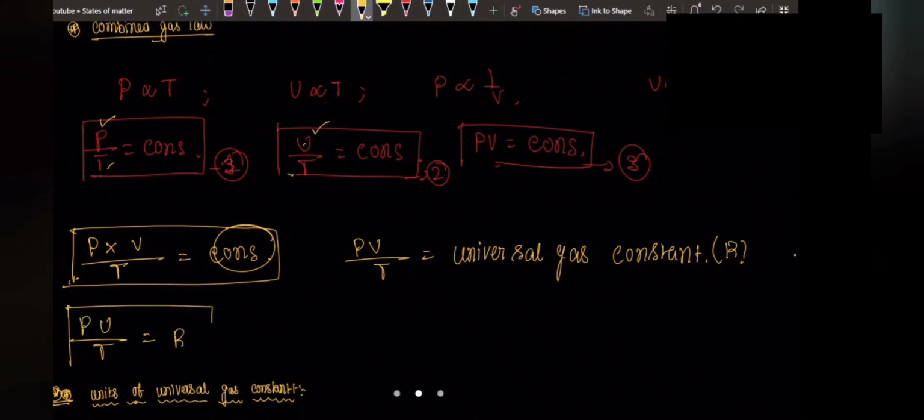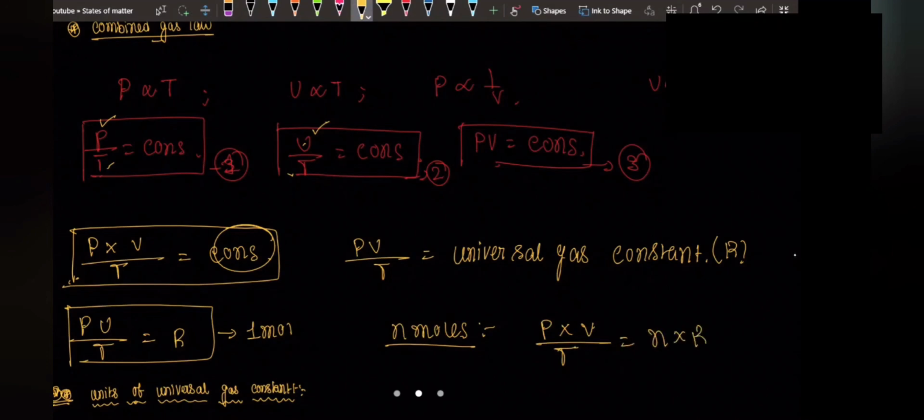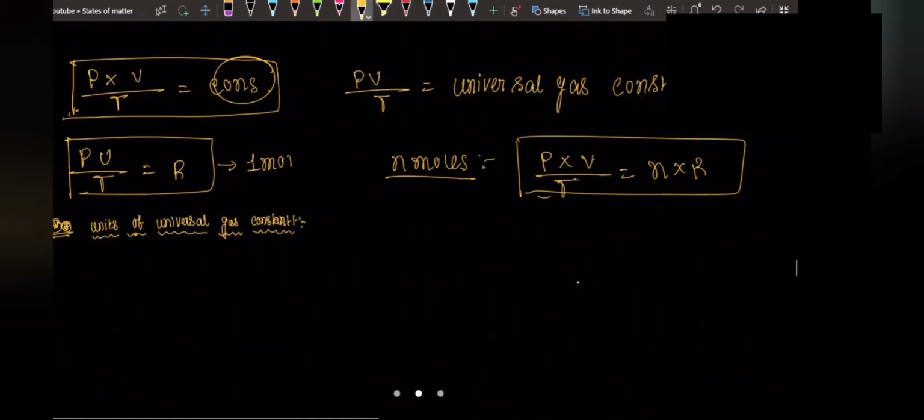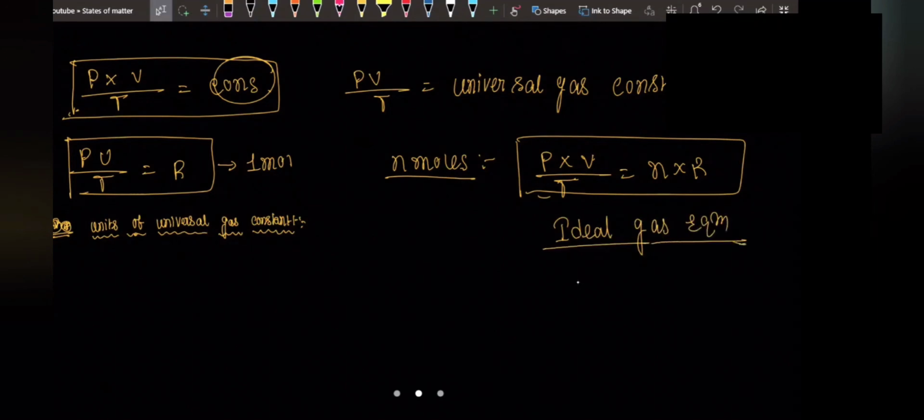This is applicable for 1 mole. For N moles, it would be nR. For 1 mole, it was R; for N moles, it would be nR. That's called the ideal gas equation. That's the thing.